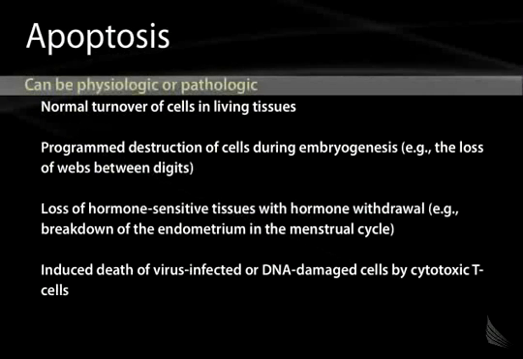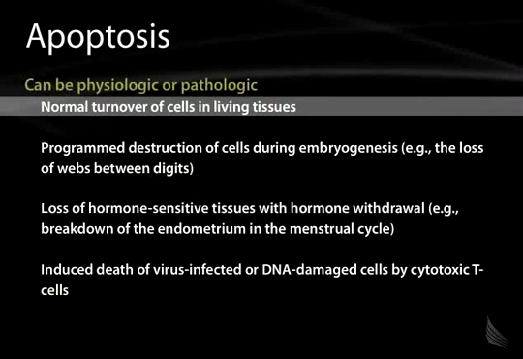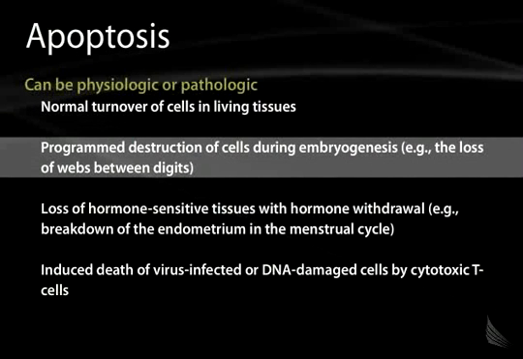Now, apoptosis can be both physiologic or pathologic. Physiologic in the sense that the normal turnover of cells in living tissues is an apoptotic process. For example, in your gut, where the cells turn over, that's apoptosis. Your blood cells that turn over on a regular basis, that's apoptosis. Apoptosis also is involved in the programmed destruction of cells during embryogenesis. For example, at some point in embryogenesis, we all have webs between our fingers and toes. But those webs are broken down as we develop, and that occurs by a process of apoptosis.